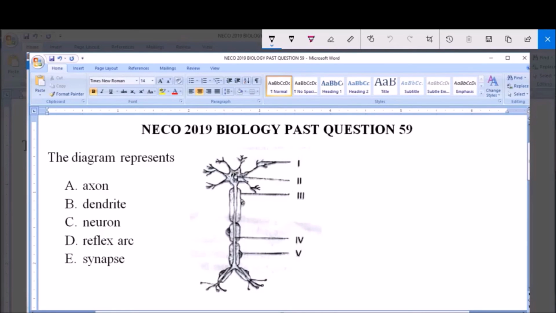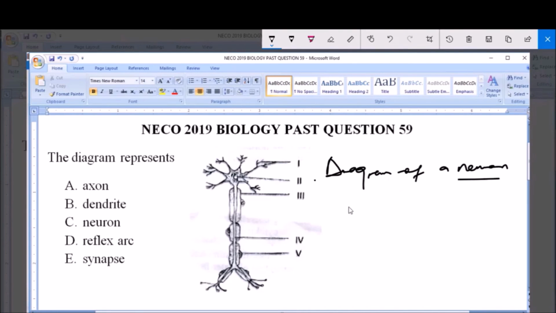The diagram represents: A. Axon, B. Dendrite, C. Neuron, D. Reflex arc, and E. Synapse. Now this diagram here simply represents the diagram of a neuron. This is the diagram of a neuron or a nerve cell.